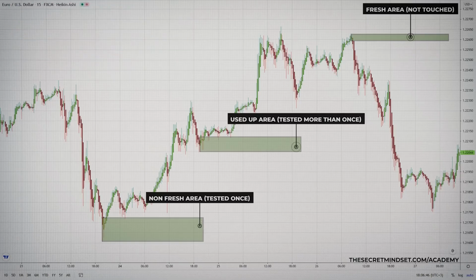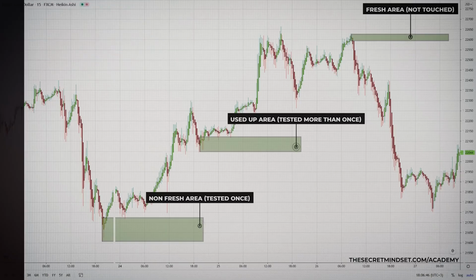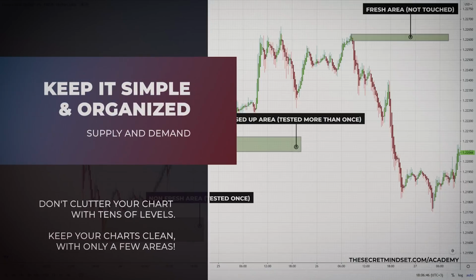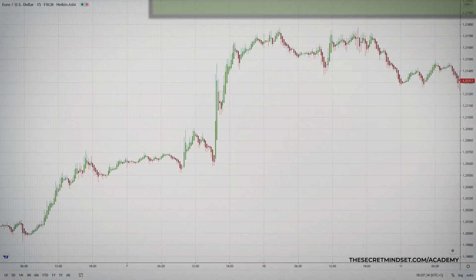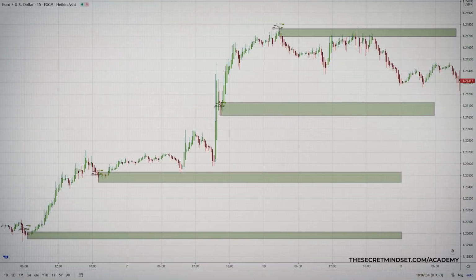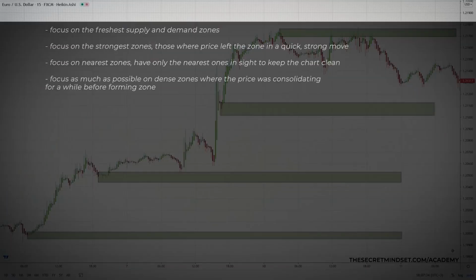Plotting these areas should be done with a logical and organized approach. Often, supply and demand traders tend to pollute charts with tens of levels, where the whole meaning of anticipating the rejections loses the value. So try to keep your charts clean. When it comes to efficient plotting of supply and demand zones on the Heiken Ashi chart, here are the main variables that you should follow, which will increase your efficiency a lot.